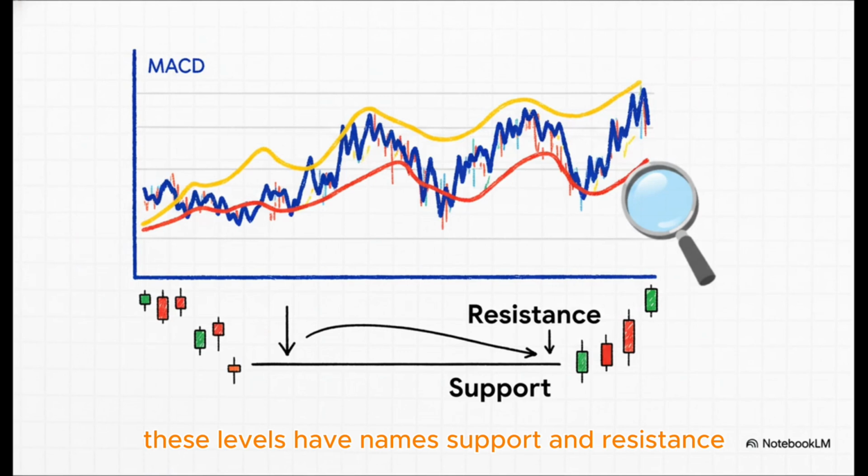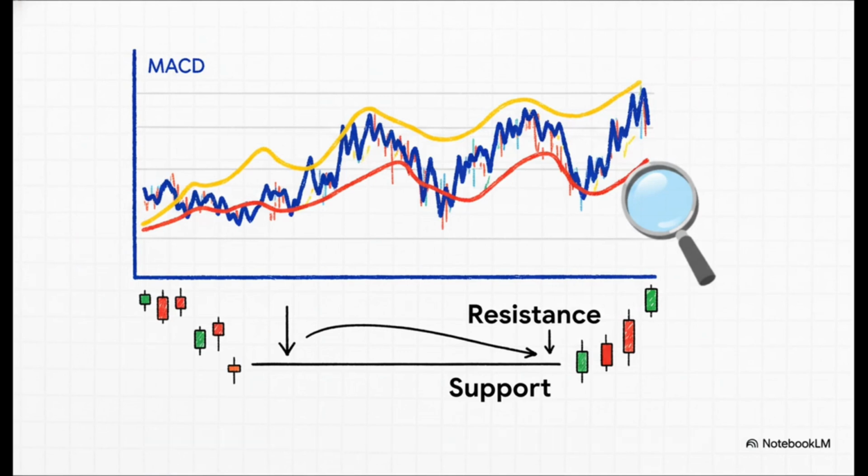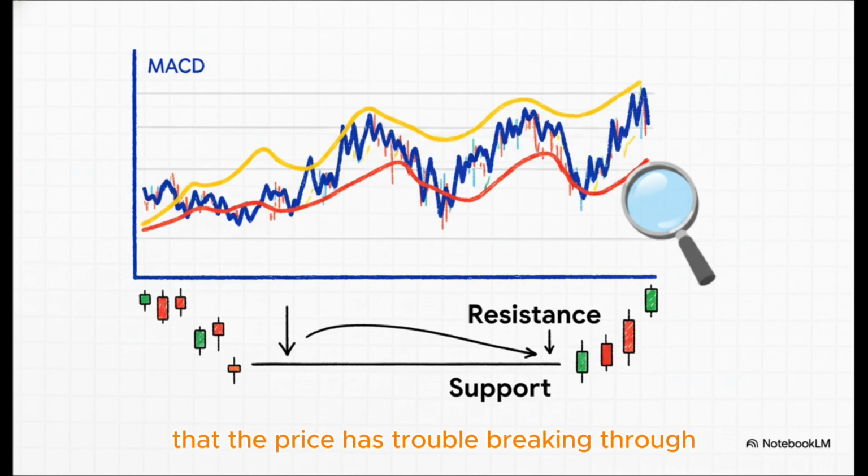These levels have names, support and resistance. Support is a price floor. Think of it as a trampoline or launch pad where buyers tend to show up. Resistance, on the other hand, is a ceiling. It's like a brick wall that the price has trouble breaking through, because that's where sellers are waiting.